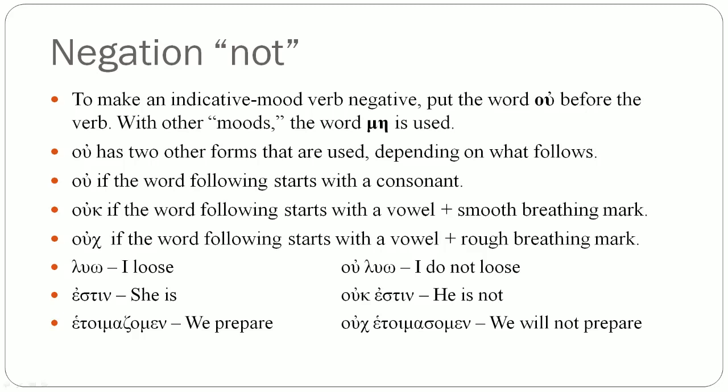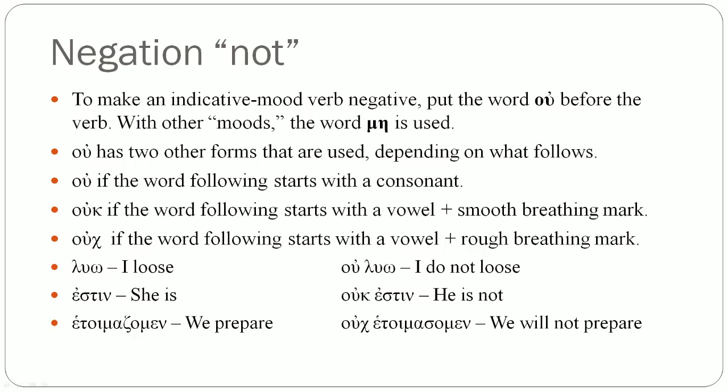The verb estin, here's that to be verb. Third person singular of eimi is estin. She is. To make this negative, we're going to put oo in front, but notice estin begins with an epsilon, which is a vowel. There is a smooth breathing mark over the estin, and so it is ook estin. He is not. Ook with a vowel plus smooth breathing mark.